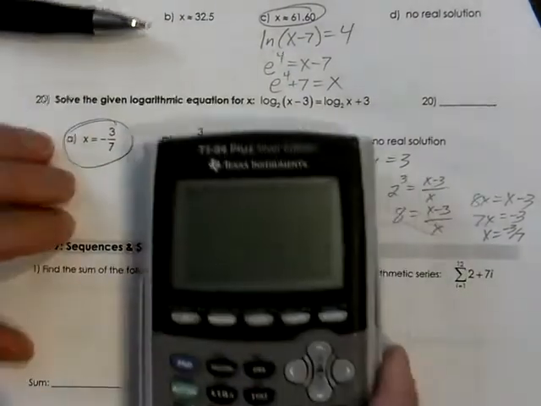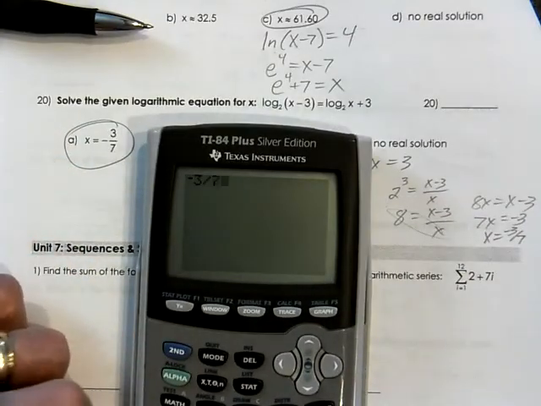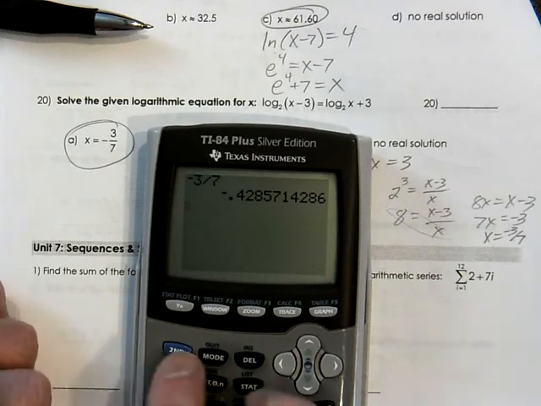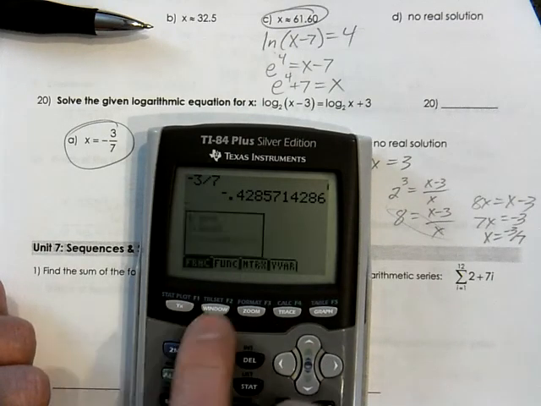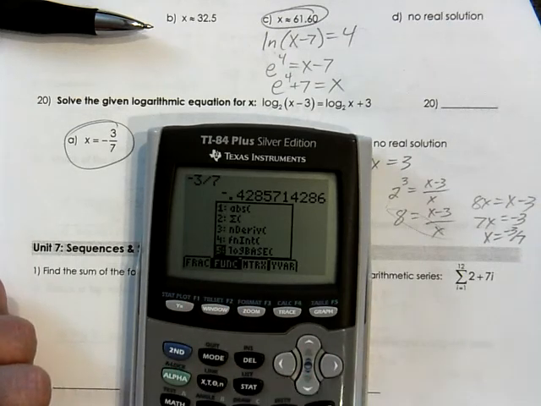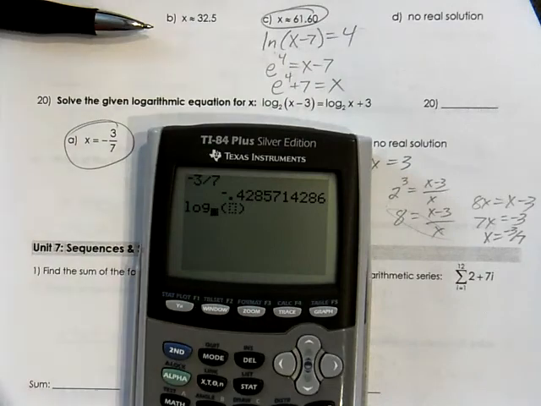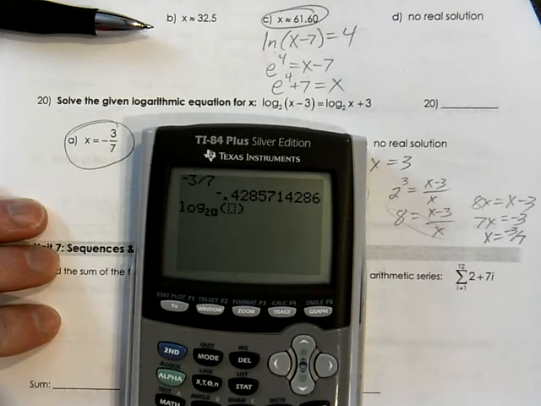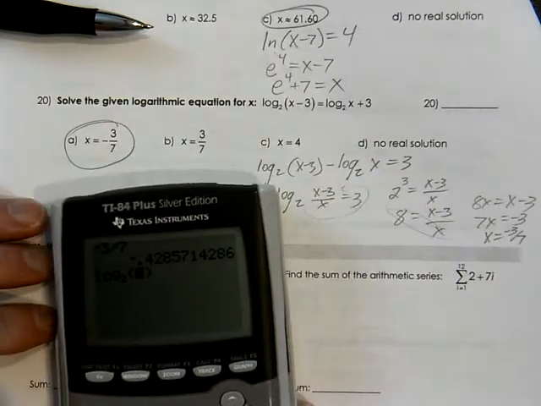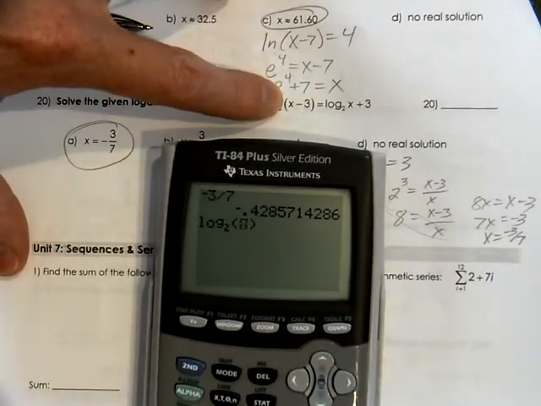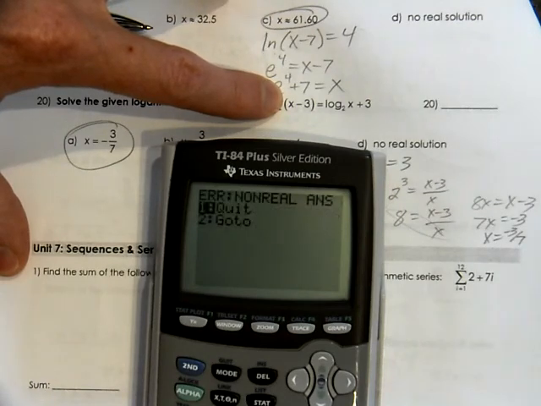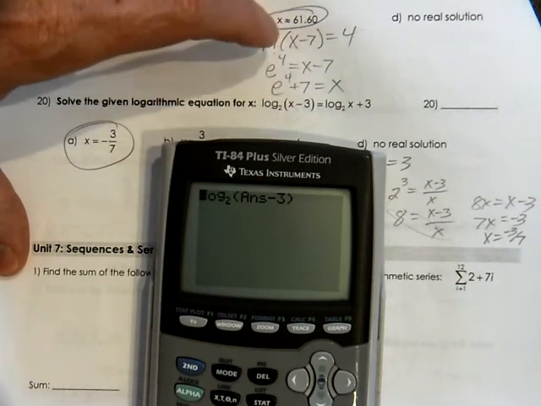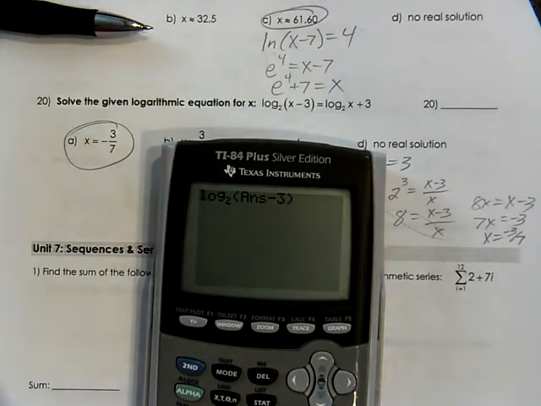We can always check our answer. So if we take negative 3 divided by 7, and then we go to the log base. The base is 2. We have our answer. Alright, that's because we can't be negative there.